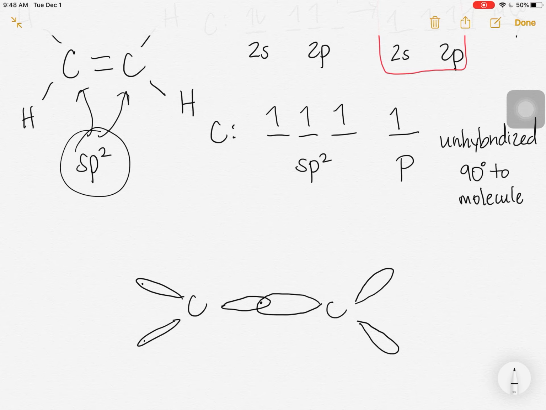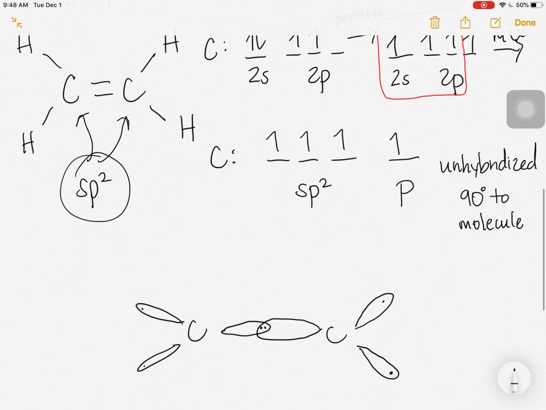And then again, trigonal planar. So it kind of looks something like this. Now, if you can picture this, and I know I don't have models, but if you can picture this, this whole thing is trigonal planar. It's flat, okay? It's all in the same plane. And I forgot to put my electrons.